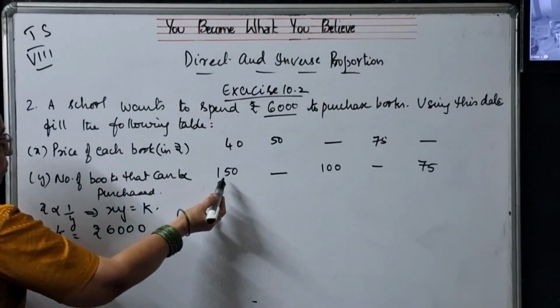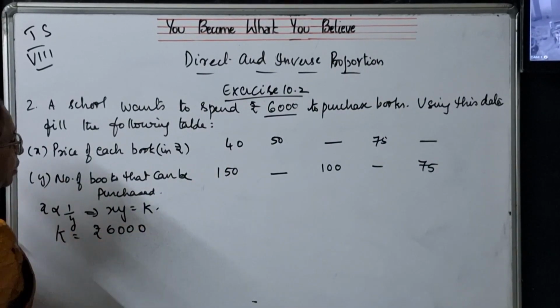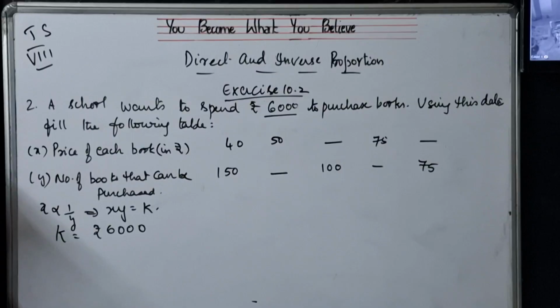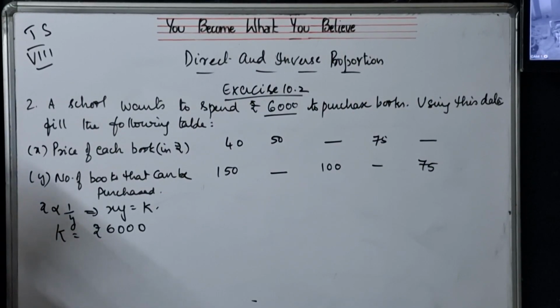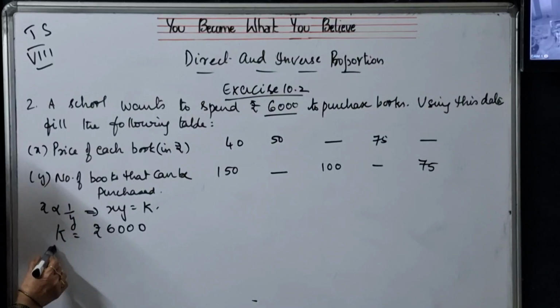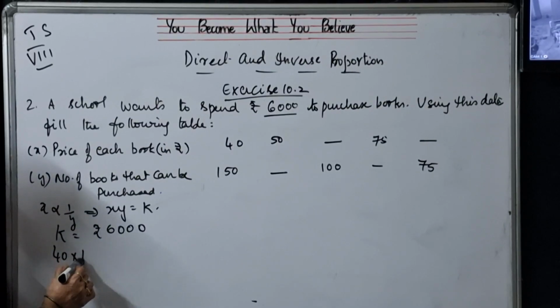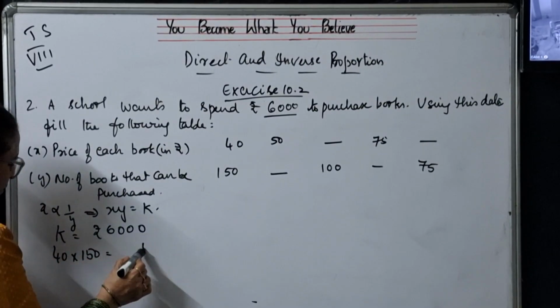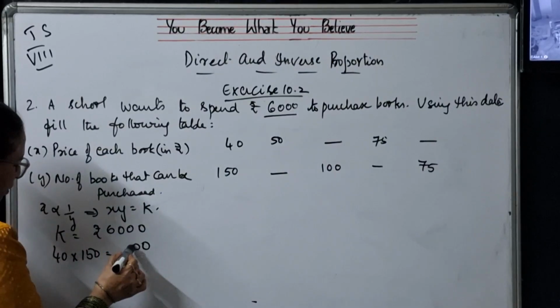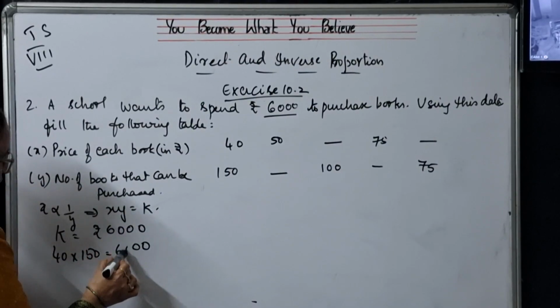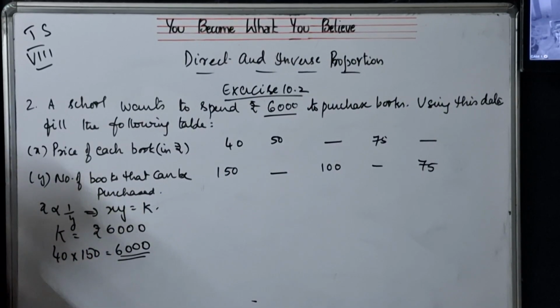150 into 40, 15 fours are 60. So you will be getting 6,000 rupees. Similarly, for example, we will take 40 into 150. How much are you getting? 0. 15 zeros are 0. 15 fours are 60. See, you are getting 6,000 rupees.